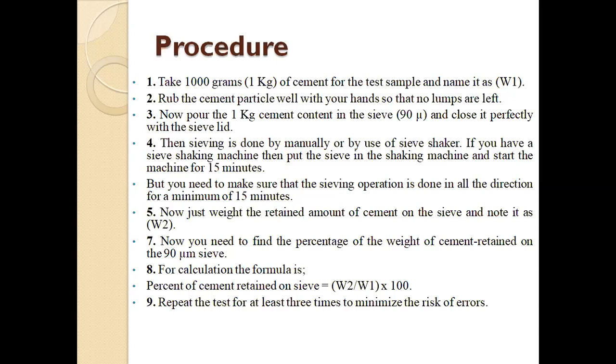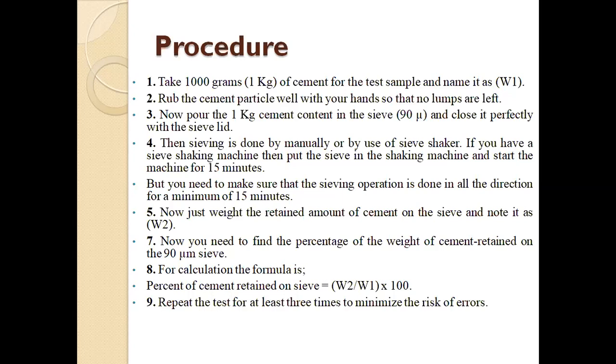So we have to just rub the cement in our fingers so that any lumps are converted into powder. Now pour the 1 kg cement into the 90 micron sieve and close it perfectly with the lid. That is, place the cement into the 90 micron IS sieve and close it with a suitable cover, that is lid. Then sieving is done manually or by use of the sieve shaker.